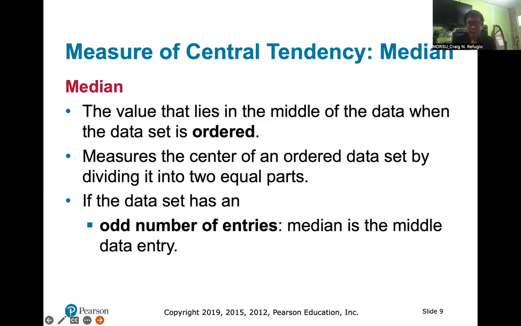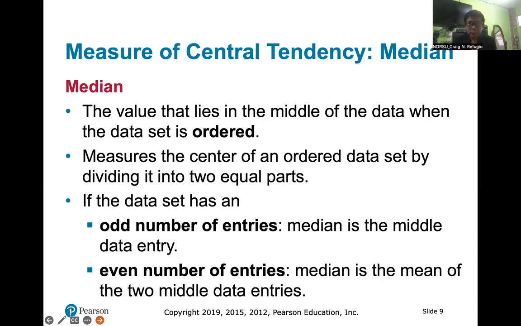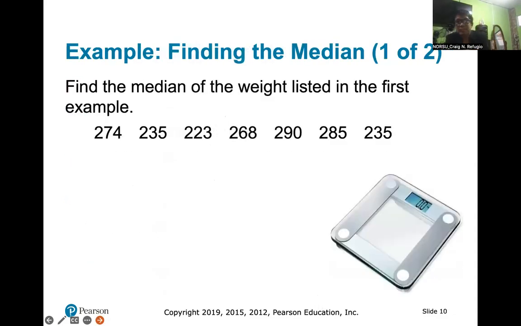So if the data set has an odd number of entries, the median is the middle data entry. I mentioned that one in my video number 1 for measures of central tendency. For an even number of entries, the median is the mean of the 2 middle data entries. So here's an example. Find the median of the weights listed in the first example. So we have 274, 235, 223, 268, 290, 285, then 235.